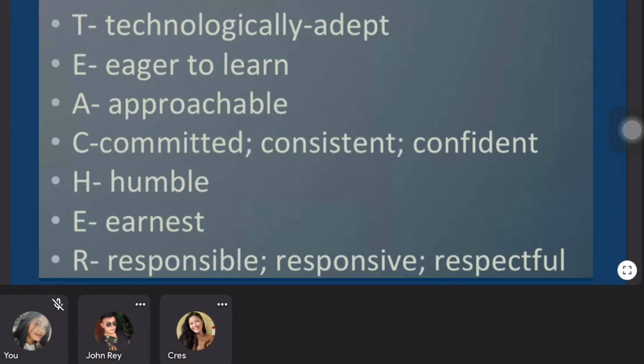C for committed, consistent, and confident. Once we are willful, diligent, and eager to learn, we are committed to what we do. So as student teachers, we are committed to teaching. We are committed, we are passionate to teach our students. And then of course our effectivity in teaching should be consistent. And then we can see that in the results naman.